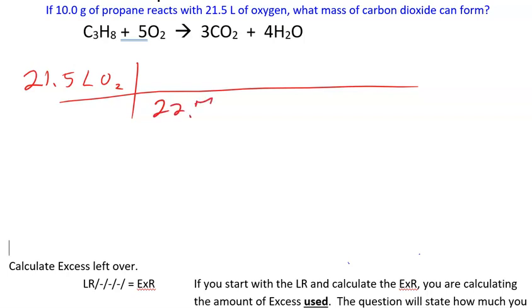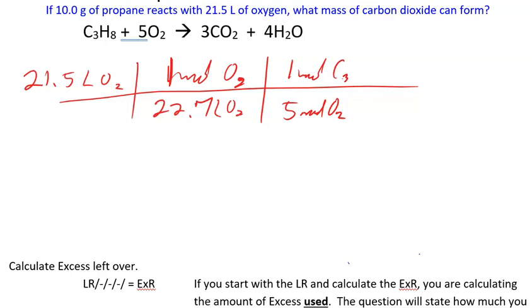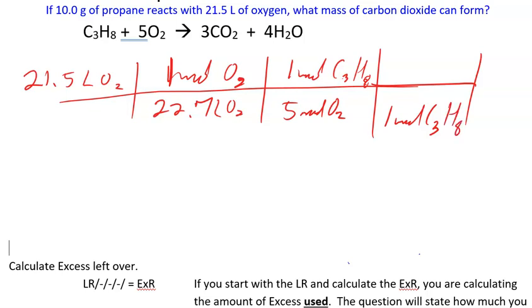We have 22.7 liters of oxygen per 1 mole of oxygen. That's the mole conversion. Next is going to be using the coefficients. So we're using 5 and 1. We have 5 moles of oxygen and 1 mole of propane. That is the mole conversion from the coefficients. And then we're going to go to 1 mole of propane, not from the coefficients, just always 1 mole in this part. We're going to go to the mass, which we said was 44.11 grams of propane.